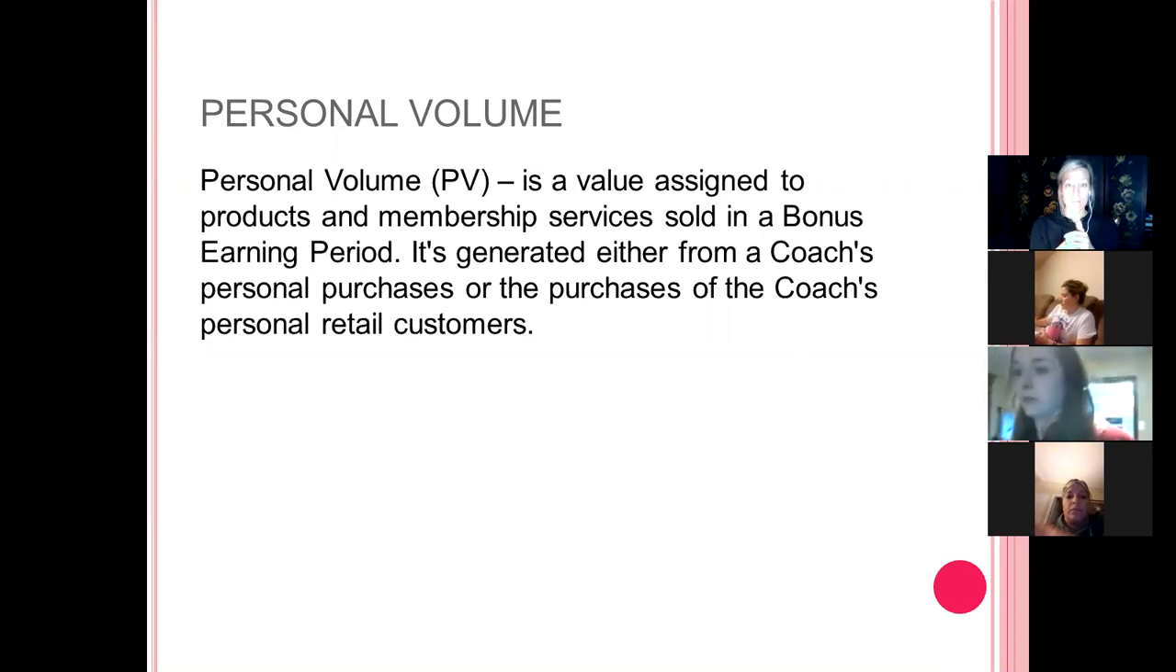And it comes from your personal purchases, everything that you buy for your own products to use, and it also comes from your retail customers. Okay, that's all PV. So if I sell 5 challenge packs, that's still considered my PV, along with my own Shakeology, collagen, powder greens, Energize, all of that. Okay, so that's all PV.